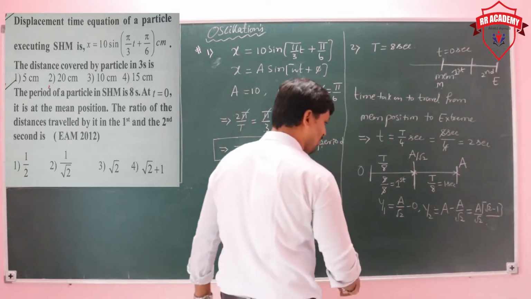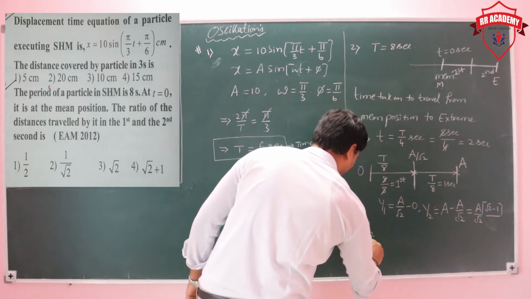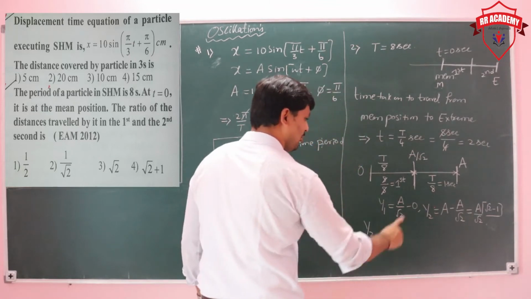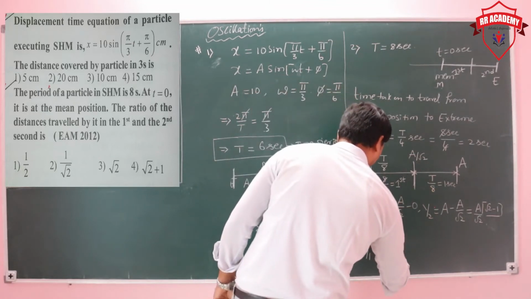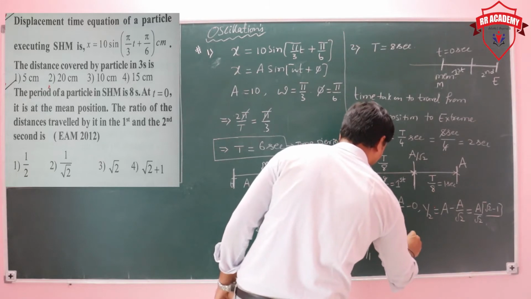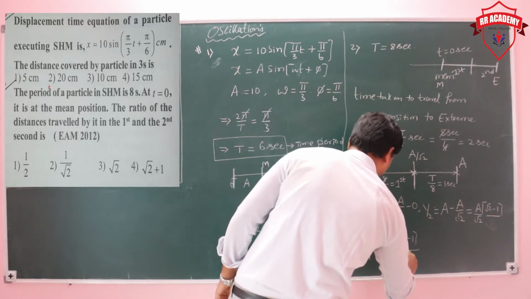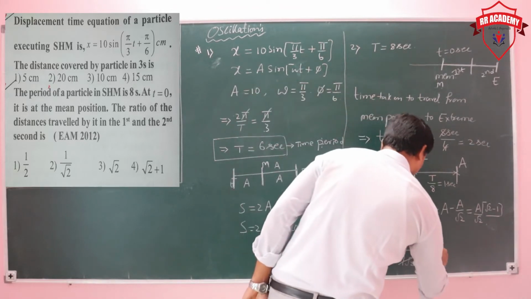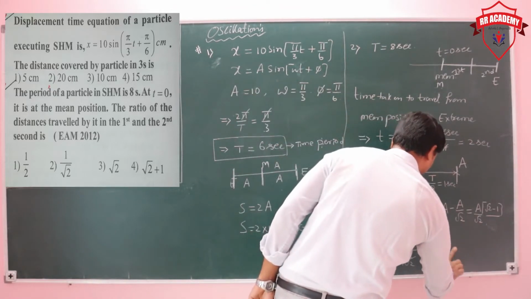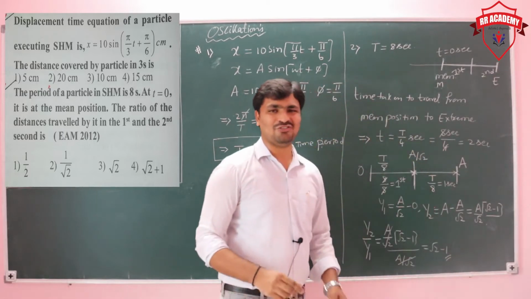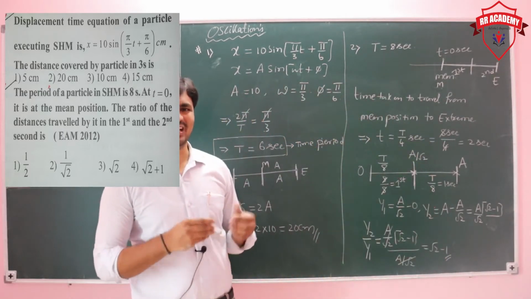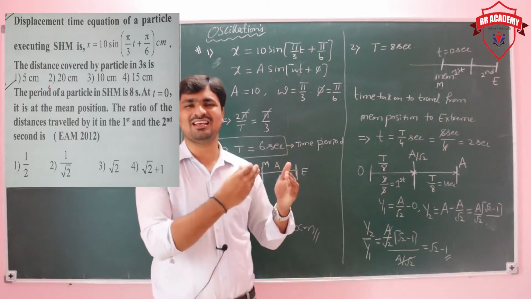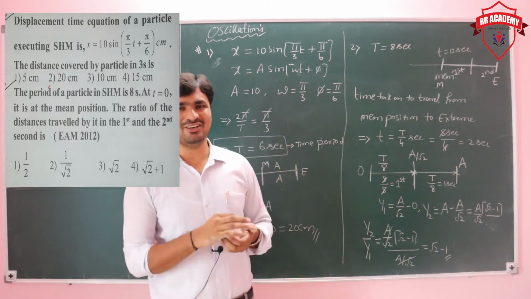Then take the ratio of y2 upon y1. Y2 upon y1 is A by root 2 into root 2 minus 1, divided by A by root 2. A by root 2 cancels with A by root 2. So that is equal to root 2 minus 1. What is this? The ratio of distance traveled by the body in the first second to the second second.